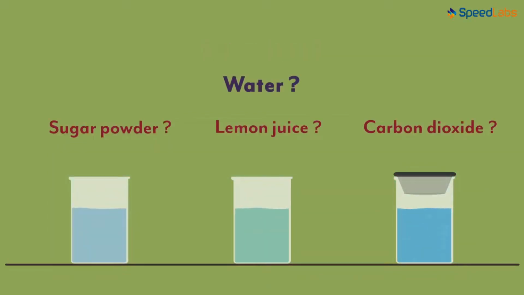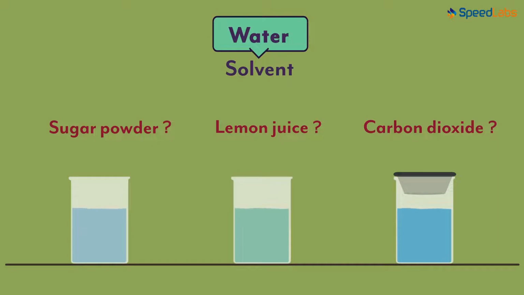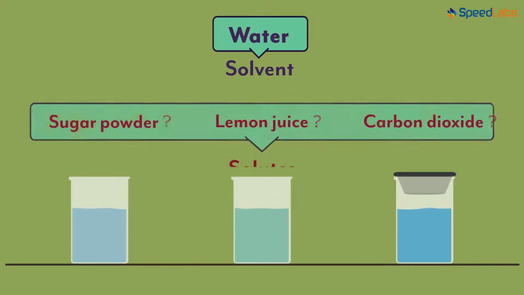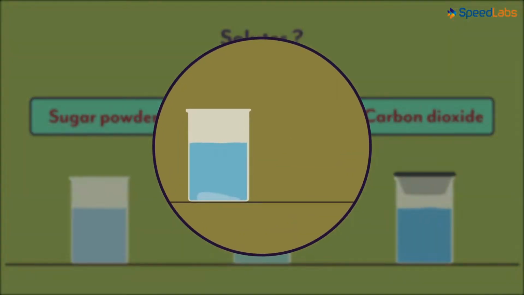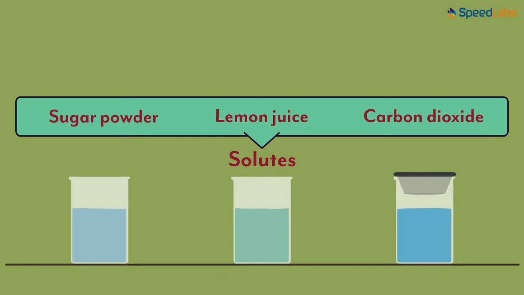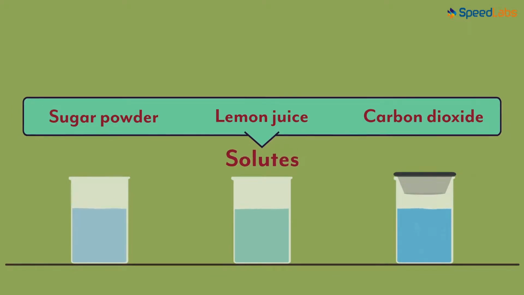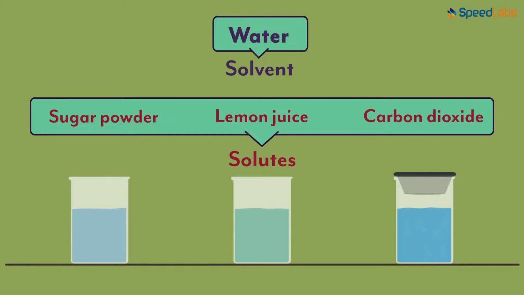Let us see what water and the other substances are called in the world of chemistry. Here in these examples, the water in the beaker is called as the solvent. The substances added to water are called solutes. Why are these substances known as solutes? The reason is quite simple. The substances added are in a far less quantity than the solvent in which they dissolve. The substance in which other substances are dissolved is known as the solvent. The substances that dissolve in the solvent are known as solutes. Sugar powder, lime juice and carbon dioxide are all solutes. Water, on the other hand, is a solvent.